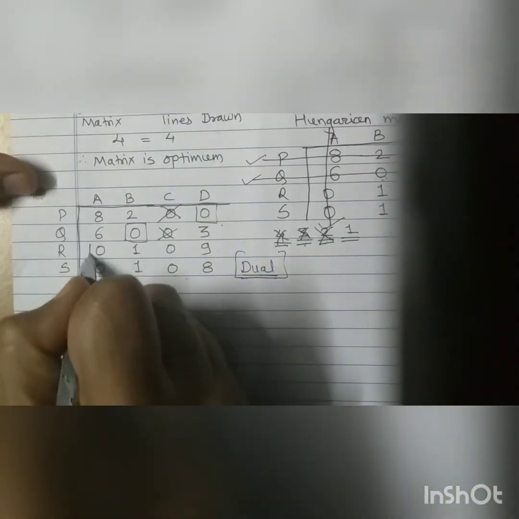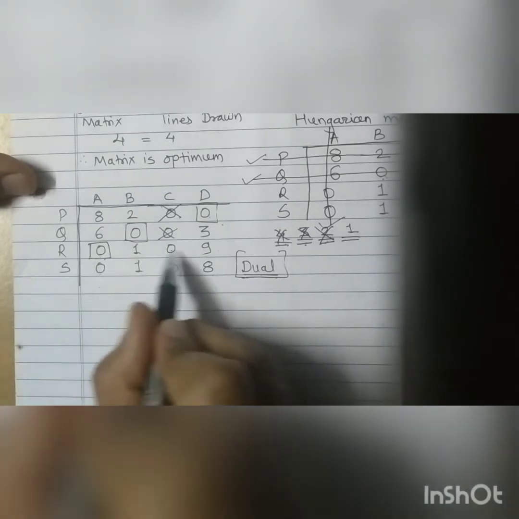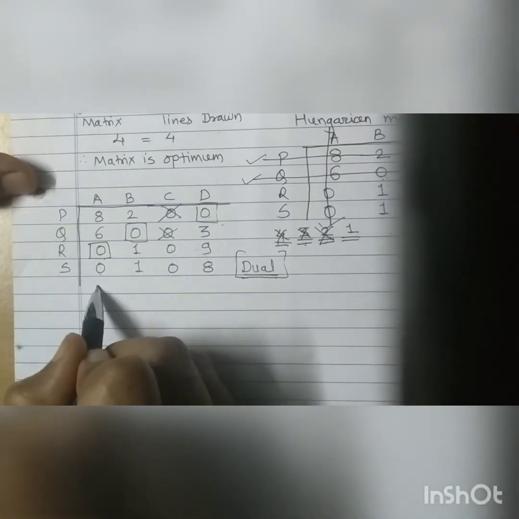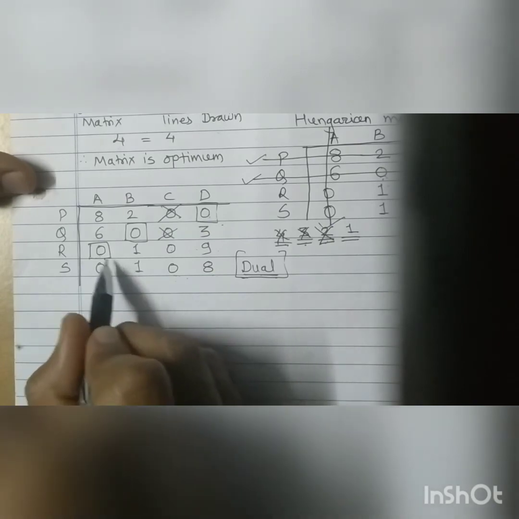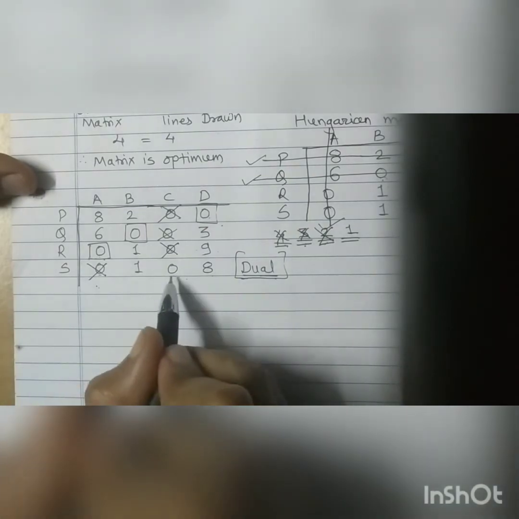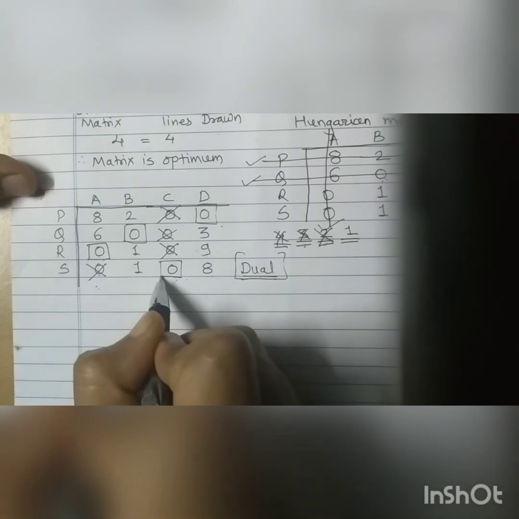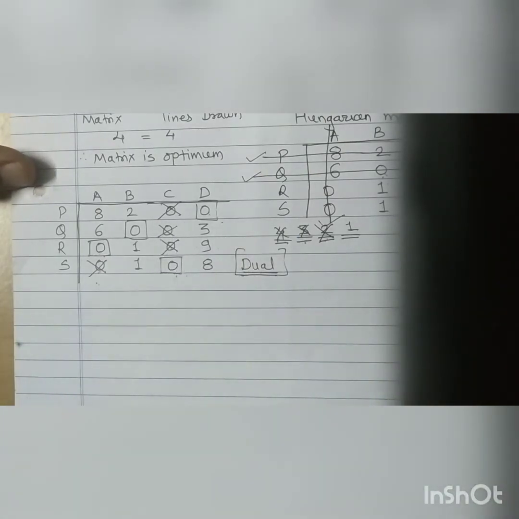First of all I will choose this zero randomly. Once I choose this zero, then along with its row and along with its column, whatever zeros are there, I will permanently delete. So along the row I am deleting, along the column I am deleting. Now this zero in the last row is alone. Why is it alone? In its row and column all zeros are permanently already deleted. So this is the final solution.